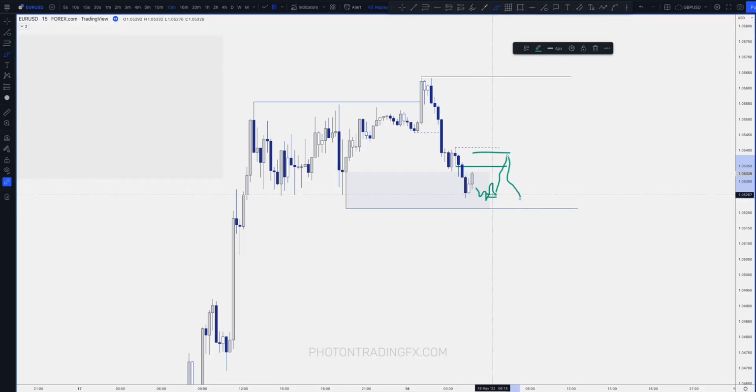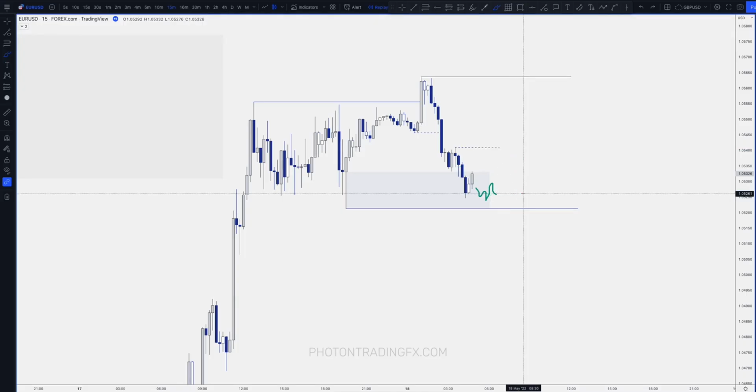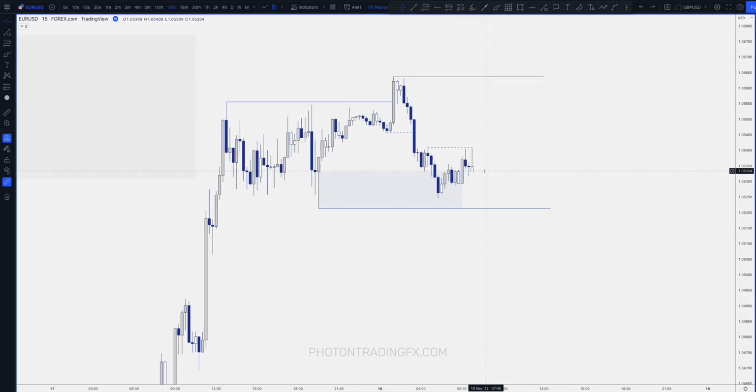But what happens is either people don't get in, they see that movement, and now they're trying to buy here against this, and that's where you're taking those unnecessary losses. So that's hopefully clear as to why you don't necessarily want to do that. Okay, so let's fast forward a little bit and see what happens.